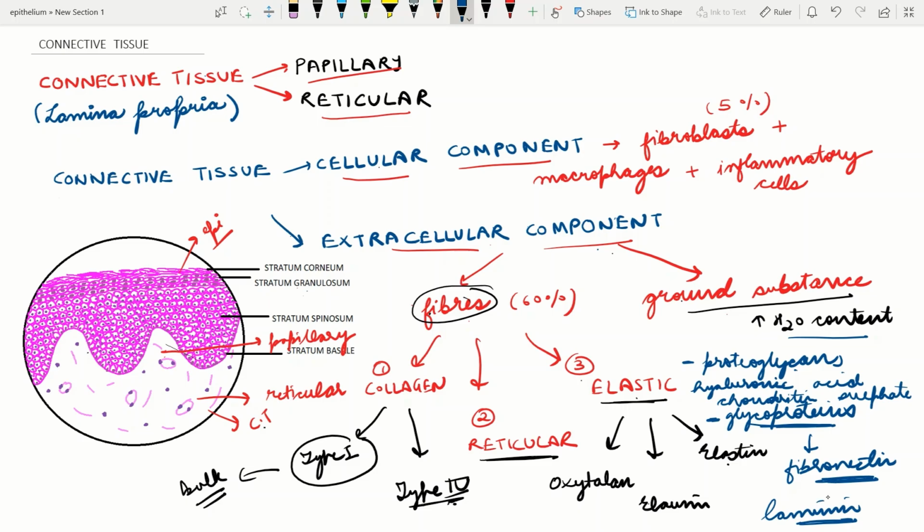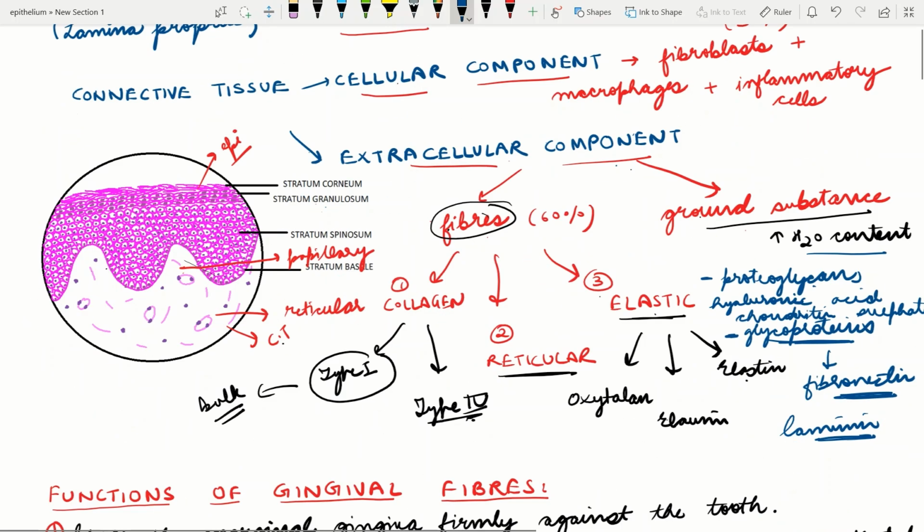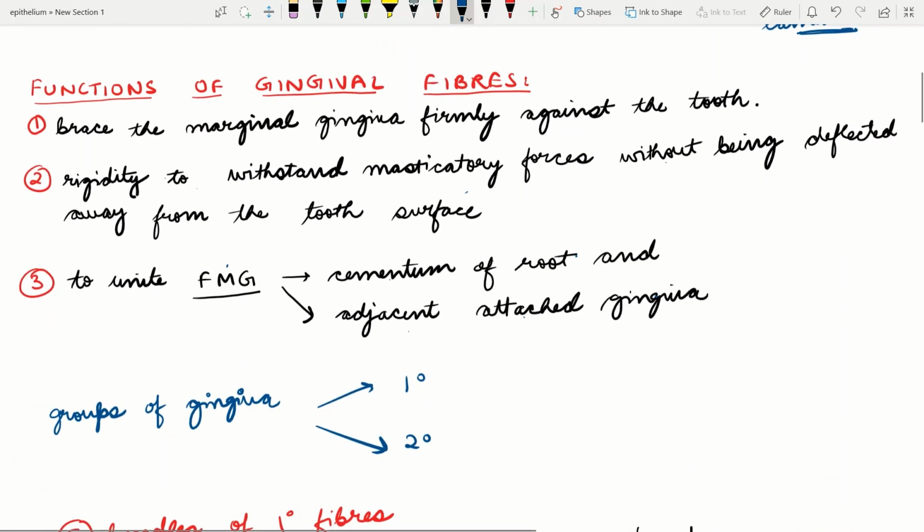So this was all about the cellular and extracellular components of connective tissue. Now we will discuss gingival fibers in detail. Let's first discuss the functions of gingival fibers. They brace the marginal gingiva firmly against the tooth. They provide rigidity to withstand the masticatory forces without being deflected away from the tooth surface. And they also unite the free marginal gingiva to the cementum of the root and the adjacent attached gingiva.